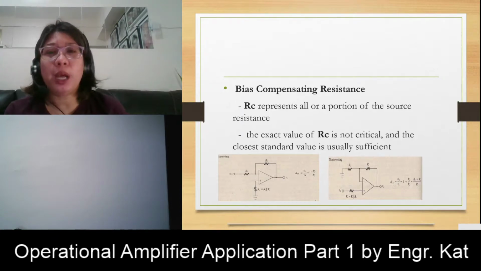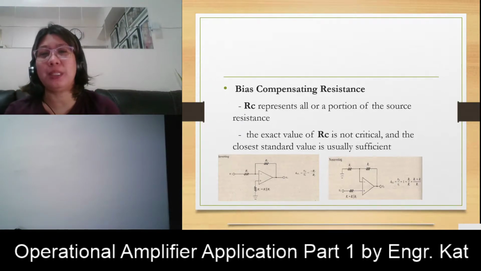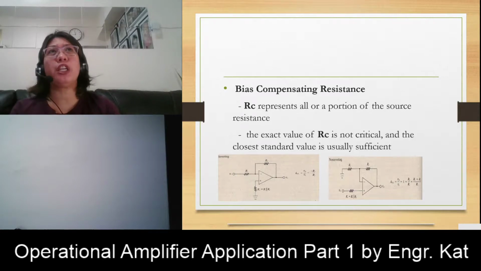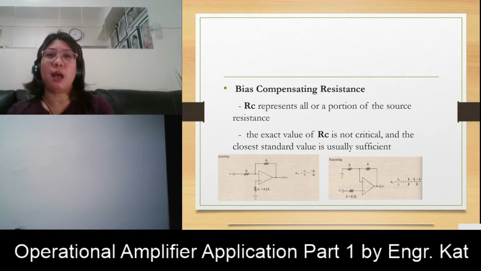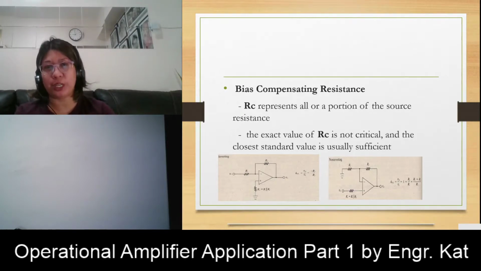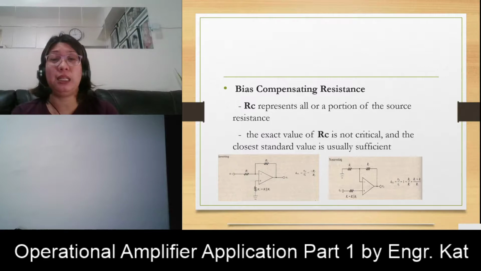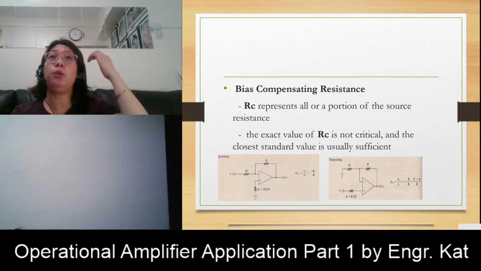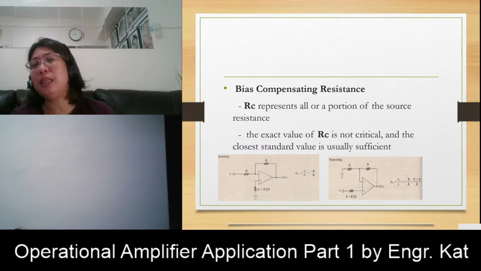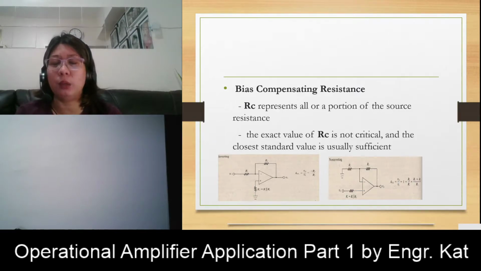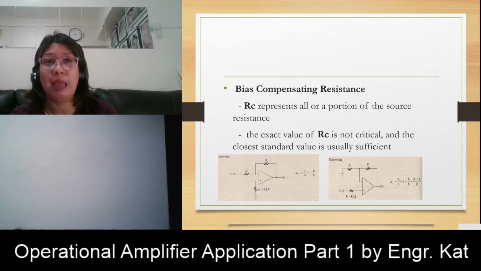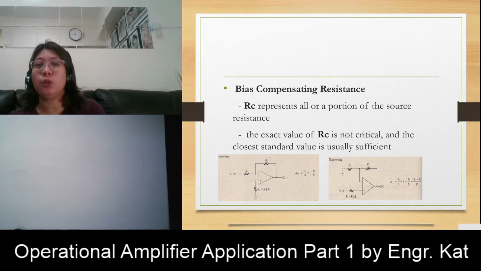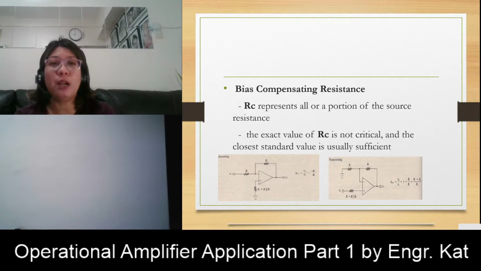However, in practice, we have what we call the bias compensating resistance. If you can still remember from our previous video, there are such things as input bias currents and input offset currents that are already within your operational amplifier. What does that mean? It means that even though we do not have any input yet, we can already read something at the output. There is already an output voltage even though we don't have any input signal, and we don't like that.